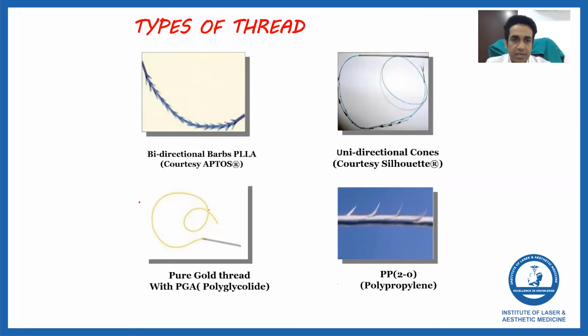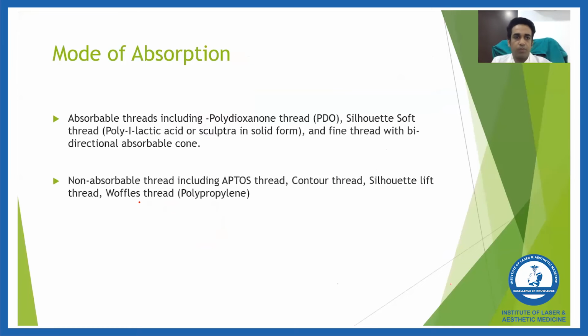Again, already discussed with you. These are again different kinds and different types. Okay, different companies like Aptos, Silhouette, polypropylene. Okay, PGA is polyglycolide. These are pure gold threads, not really used these days. We are very happy with PDO and PLLA threads. So that is exactly what we do.